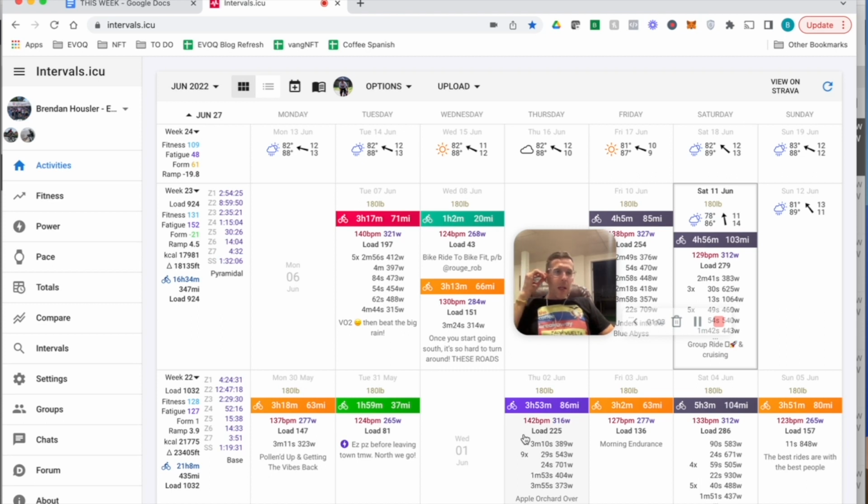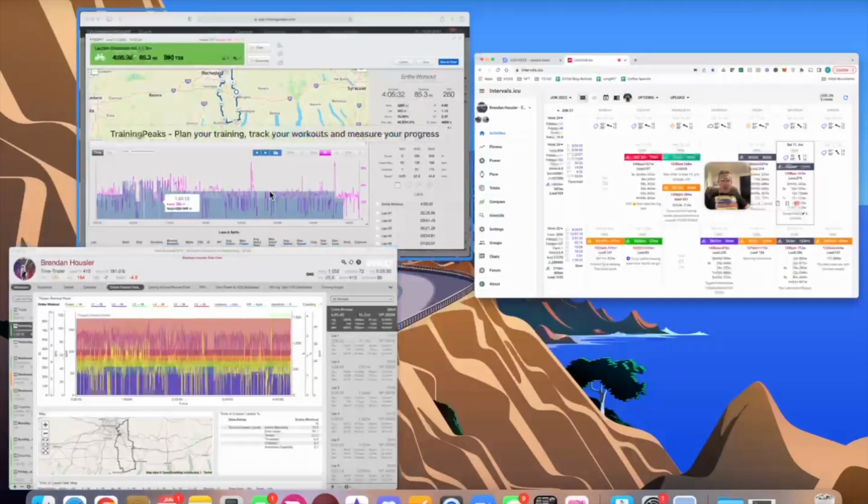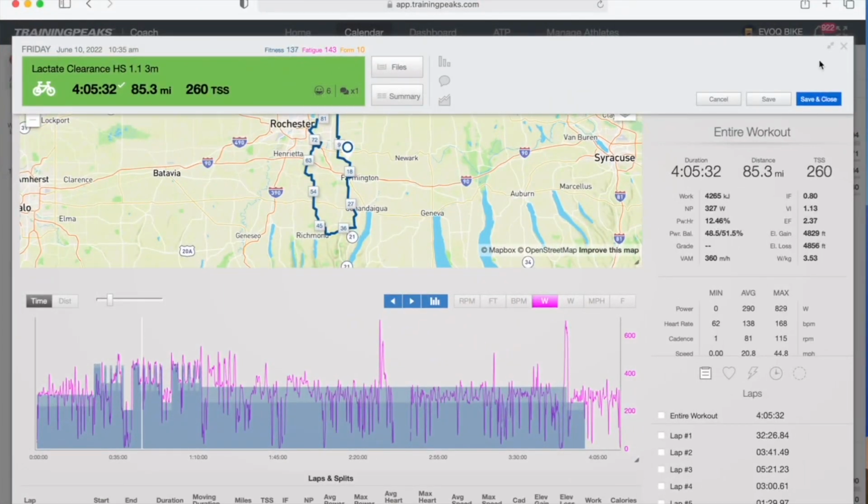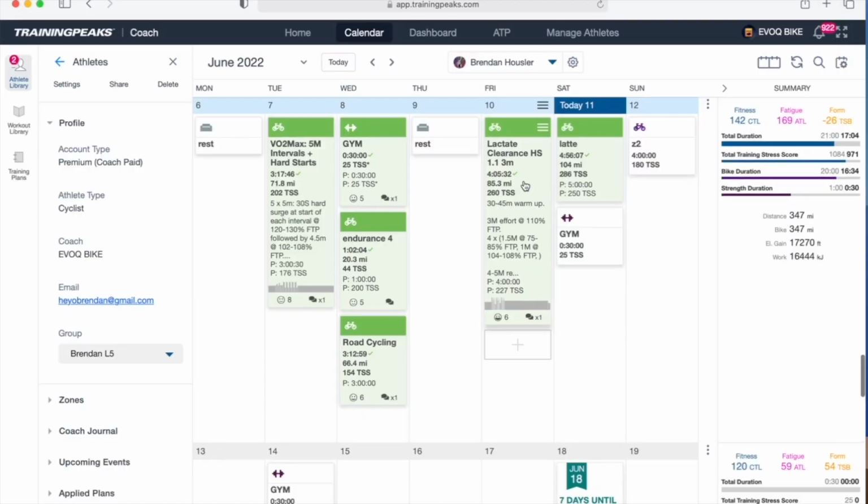But really, let's get to the heart of it: what am I looking for? That was the question, and I'd love to hear from you. What are you looking for? So I'm going to look at the execution of some over-unders that I did yesterday, and we'll go into Training Peaks and see what the workout was.